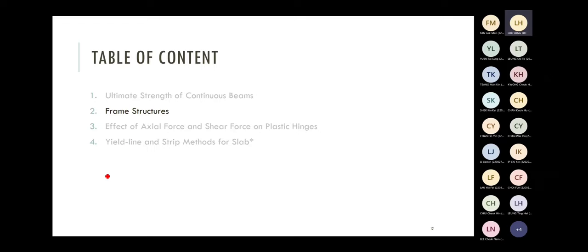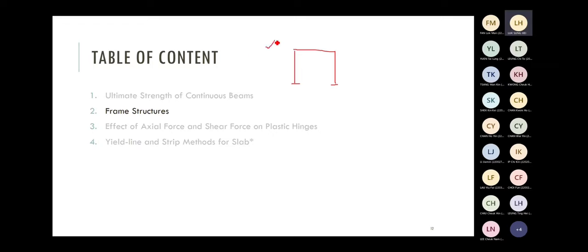What about frame structures? In session 1, I demonstrated how to use the upper-bound theorem on continuous beams. Then what about frame structures? Well, in theory, you can also use the same concept for frame structures. Frame structures mean these kinds of things, something like a photo frame, 1 story, 2 story, or even more. You can estimate the collapse load rapidly using the upper-bound theorem.